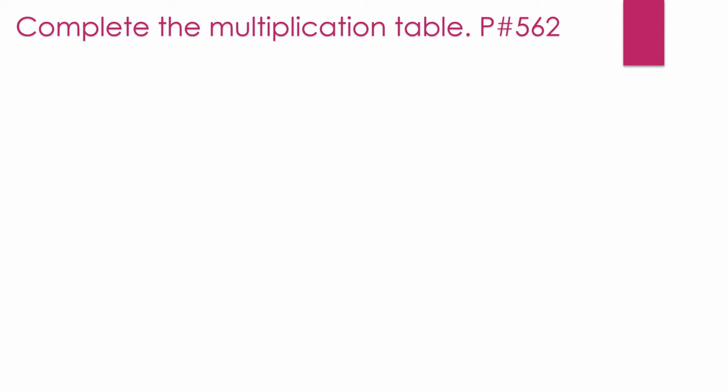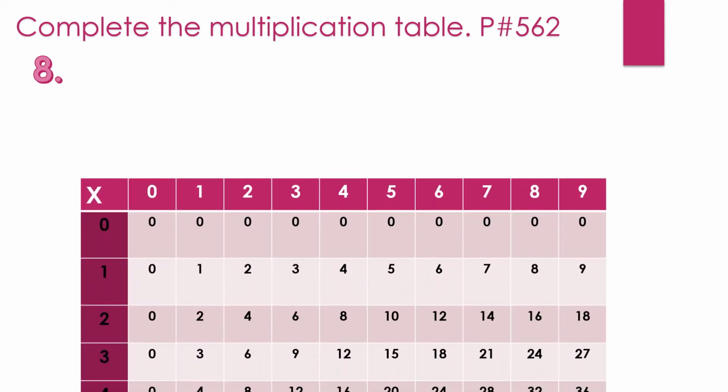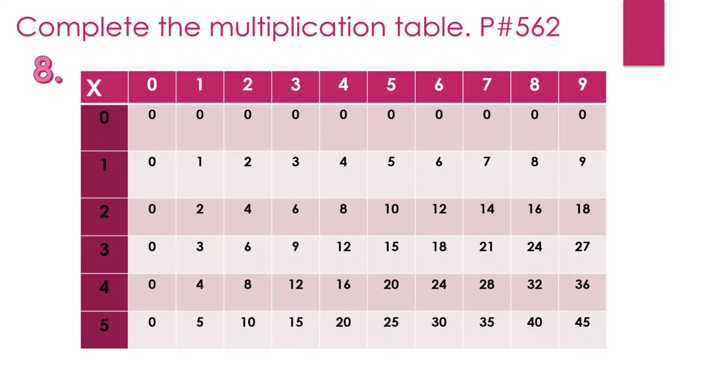Complete the multiplication table in your book, page 562, exercise number 8. You have the multiplication table. And this time, the first row will be the number of groups. The first row is the number of the groups. The first column is the number in each group.